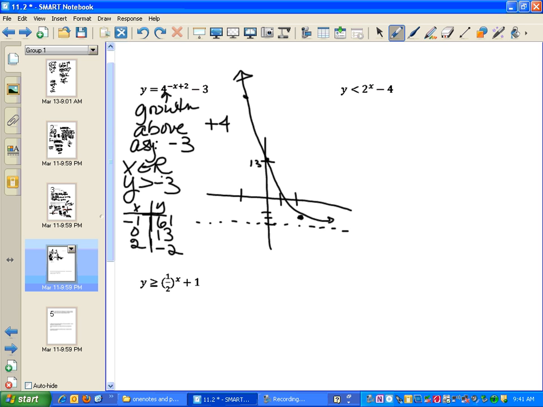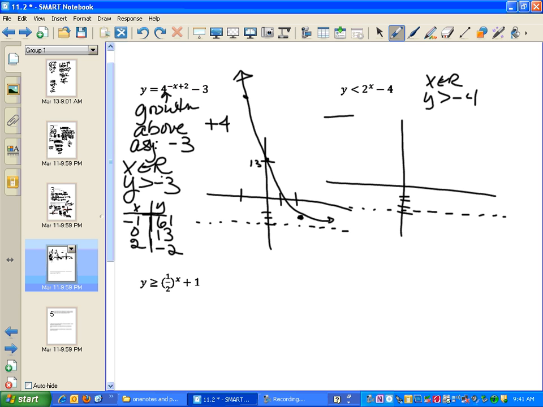All right, so we're going to say that x is an element of the reals. Y, is that going to be greater than or less than -4? Okay. 1, 2, 3, 4, dotted line. All right, do our little XY chart. At -1, I'm going to get -4.5, yes? No, I'm going to get -3.5. So at -1, I'm at -3.5. At 0, I'm going to be at -3.